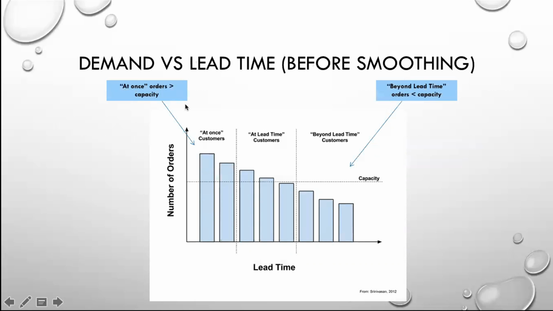This week I'm going to change it a little bit to make the left hand, instead of the percentage of orders, it'll be the number of orders. And then I added a line for capacity. So ideally, you have all your demand below the capacity. In this example, you'll see that your at-once customers, you have more customers than you could service with your supply chain. And even at your lead time period, you still have too many people. So what you can do is we're going to try to shift that to the right.